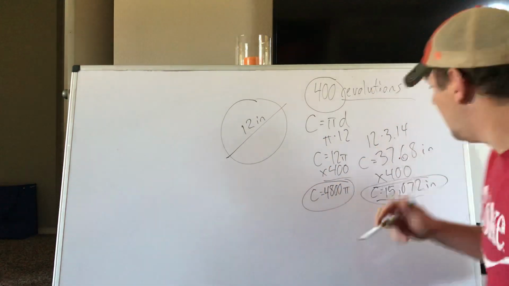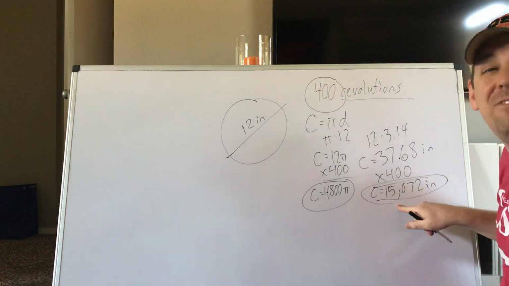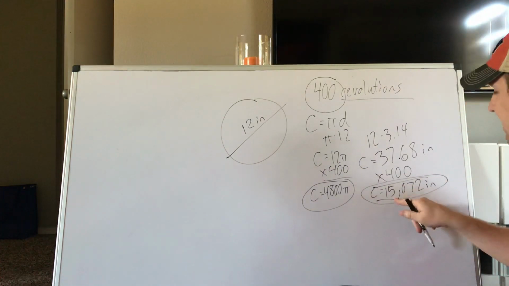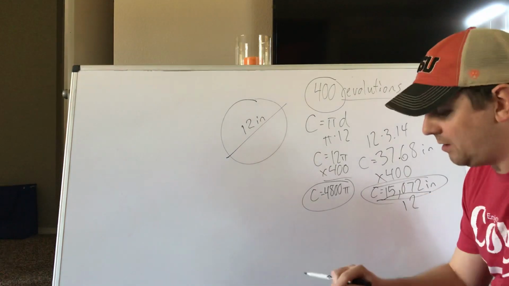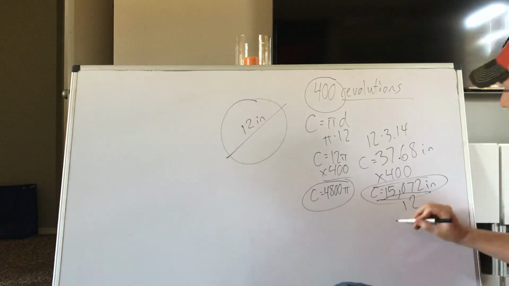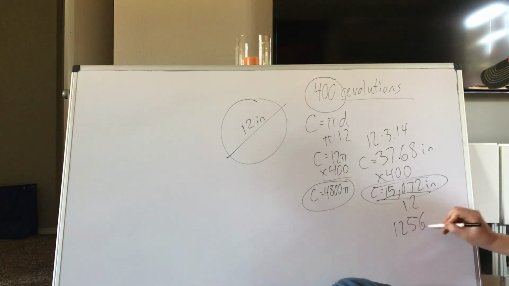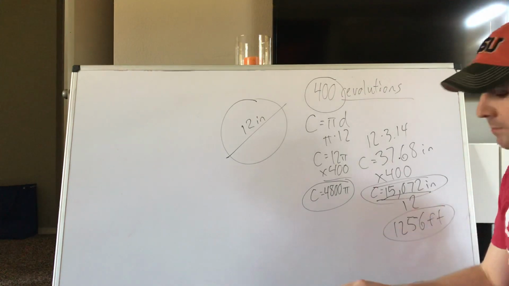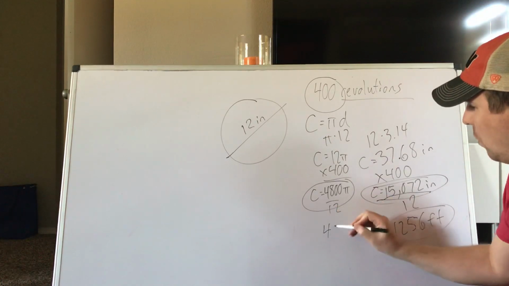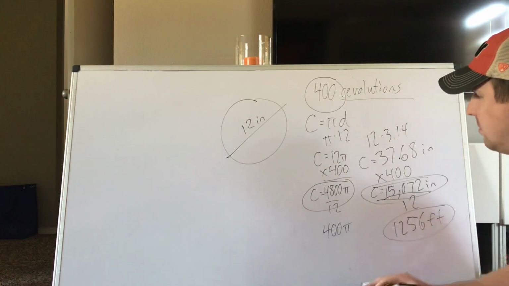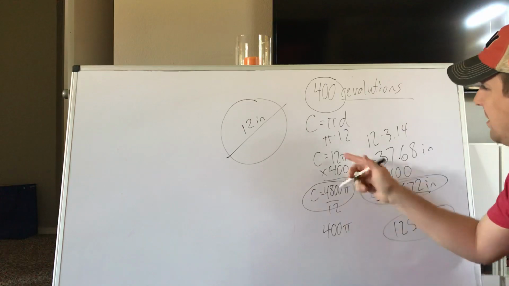Cynthia. Nice job. All right, so if we wanted to figure out how many feet this was, we would take this answer and divide it by 12, because there's 12 inches in a foot. Divided by 12 equals 1,256 feet. You could also divide this by 12, and you would get 400 pi. That makes sense, because that is 12.